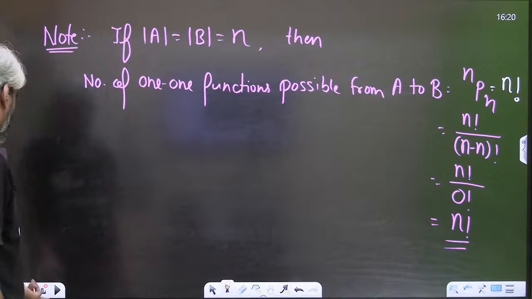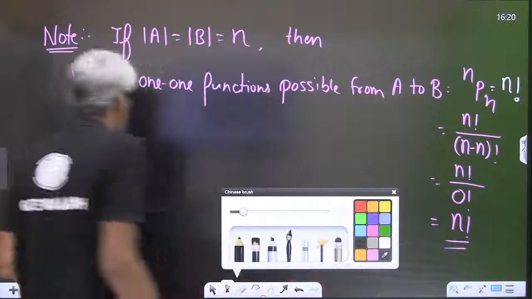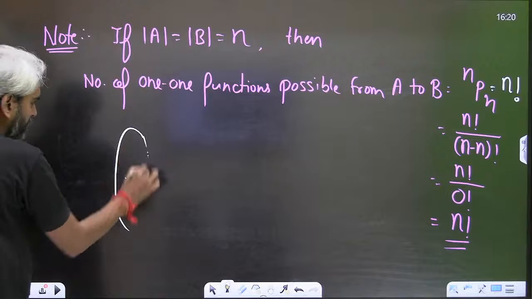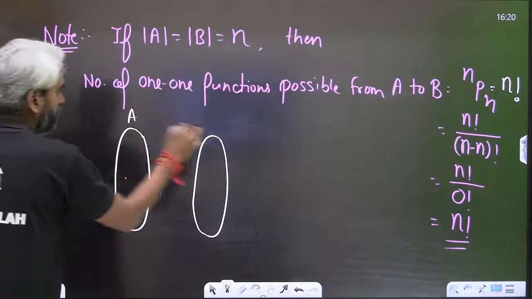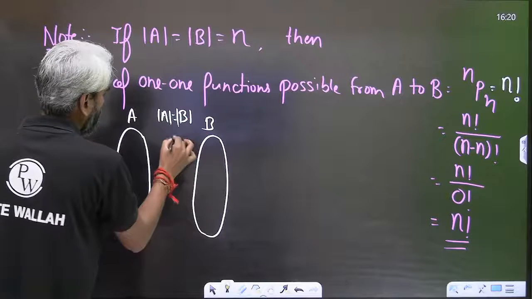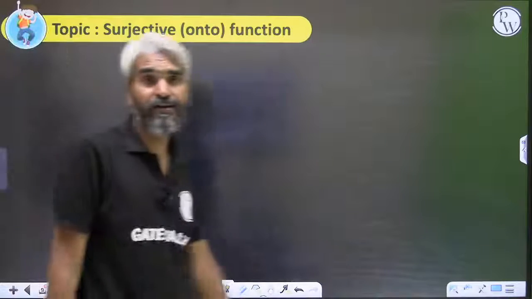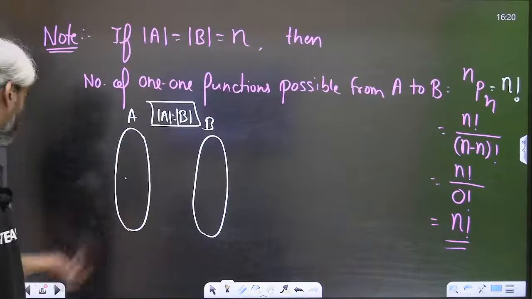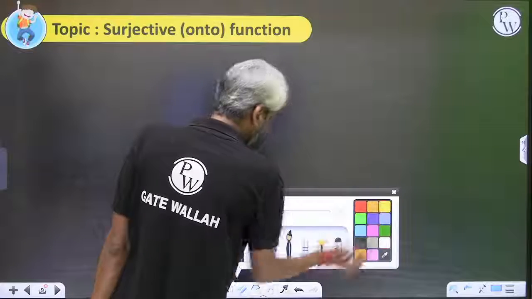I hope that you all have understood this. I'll come back to this particular slide in a while to explain one concept: what happens if mod A equals mod B. I'll get back to that. But before that, let us understand the concept of onto function, because this expression is related to onto function. Let's understand the surjective function, or onto function.